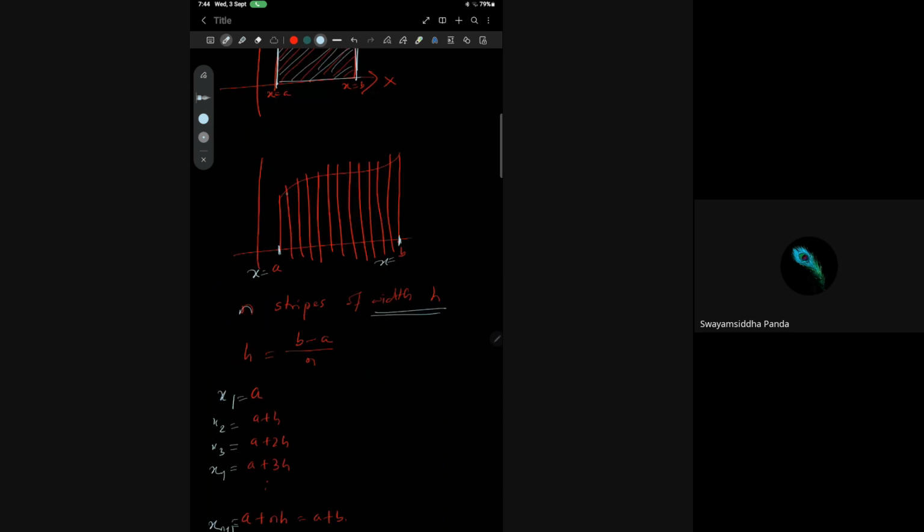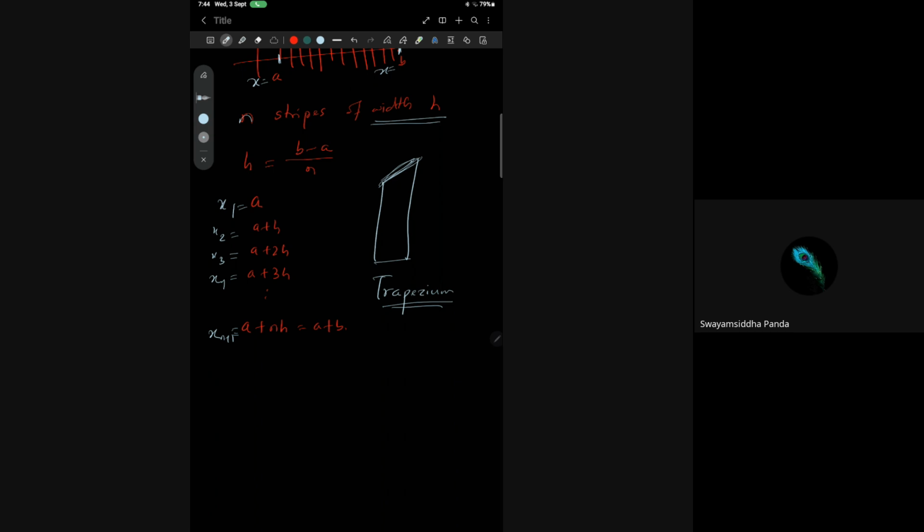Right? Okay. Now each strip, what will it look like? Each strip will look somewhat like a trapezium, somewhat like a trapezium, okay.